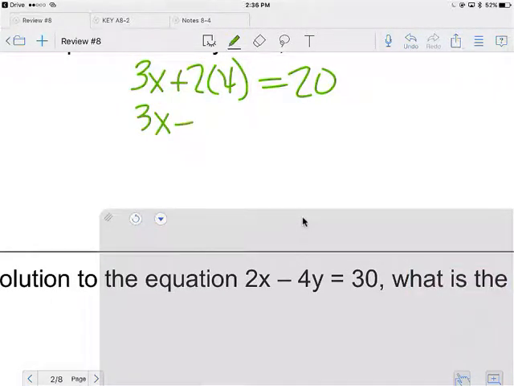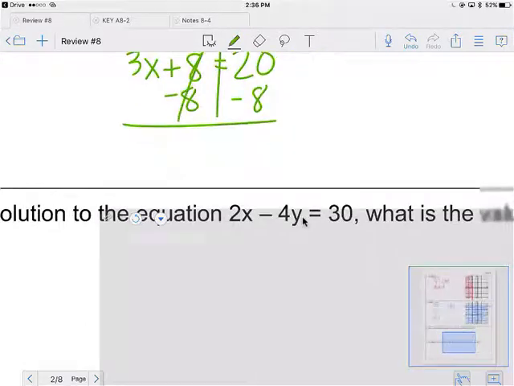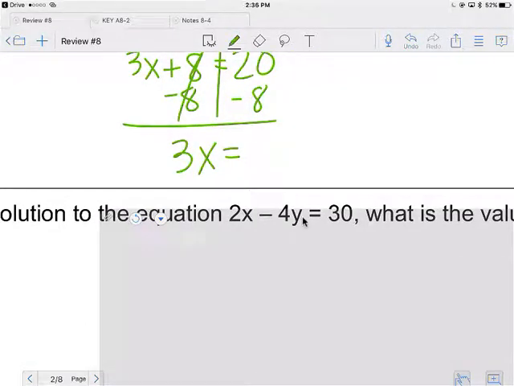So 3 times 4 is 8. Solve for x by subtracting 8 from both sides. 20 minus 8 is 12. Divide by 3, and x equals 4.